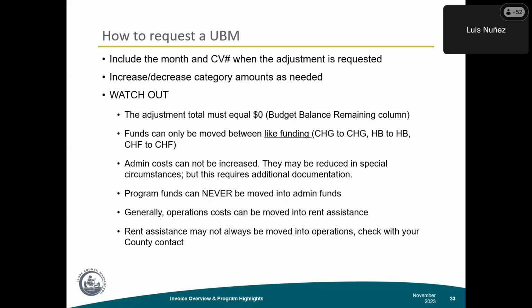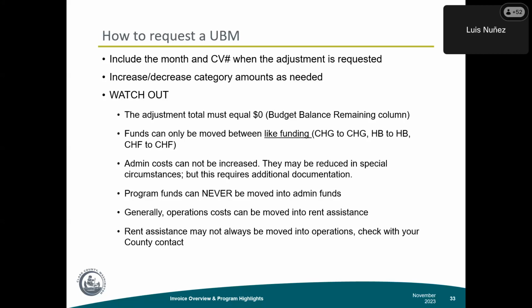When requesting a UBM, please provide the month and the CV number of that invoice, making sure that the adjustment is equaling out to 0. So if you take out 1,000 from one, you're adding 1,000 to the other. And it's important to note that you can only move money within like funding. So CHG to CHG, House bill to House bill.